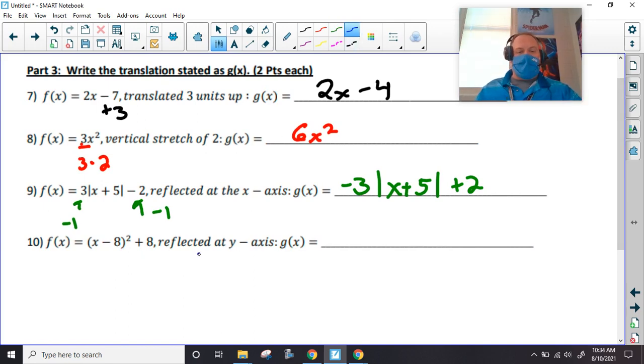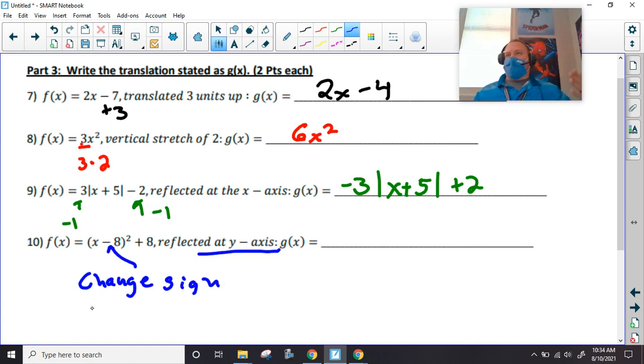All right? When it's reflected at the y-axis, you change the sign right here of our h values. Okay, that's it. When it's reflected about the y, you just flip it over. All right, so now this one, instead of being x minus 8, it's actually x plus 8 squared plus 8.